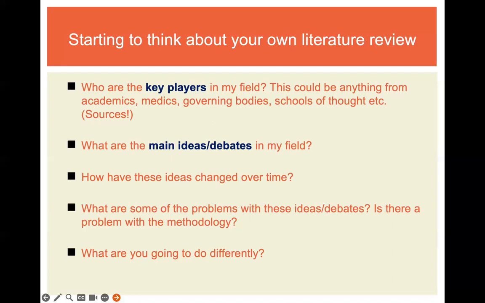You need also to identify how these ideas have changed over time, and therefore the developments of these main debates. What are some of the problems with these ideas and debates? You need to also know their weaknesses, as all perspectives do have weaknesses. You also need to consider the methodology, how they were able to arrive at their claims.